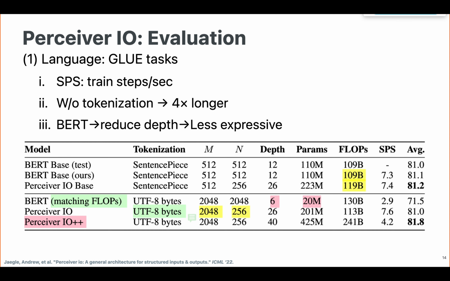Another thing I'd like to mention is that it's really matching the FLOPs. You can see Perceiver is much larger in this case, right? But what they argue in the paper is that the reason we can have much larger models but still match the FLOPs is that Perceivers are more efficient in terms of computation.